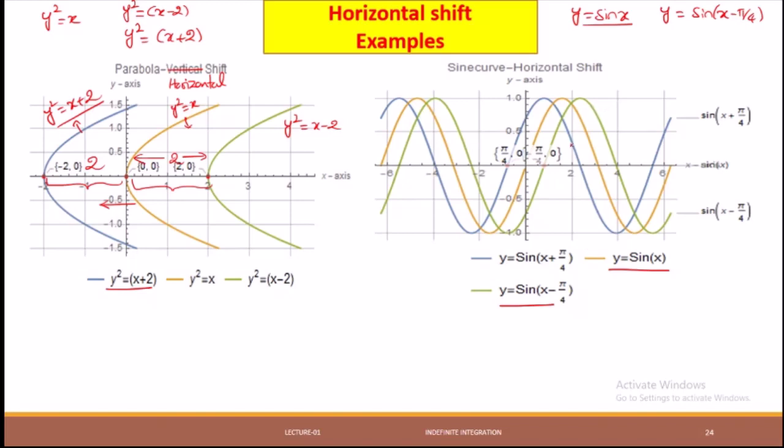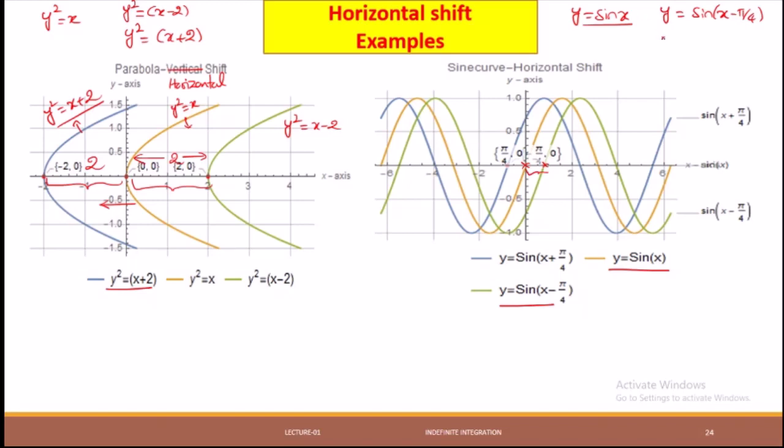You can see the difference. It is shifted horizontally right by pi by 4 units. The graph of y is equal to sin of x minus pi by 4 is represented in the green color, which is shifted right by pi by 4 units.